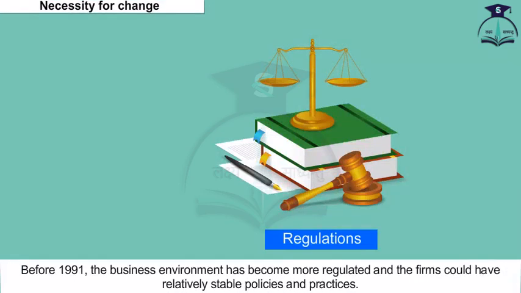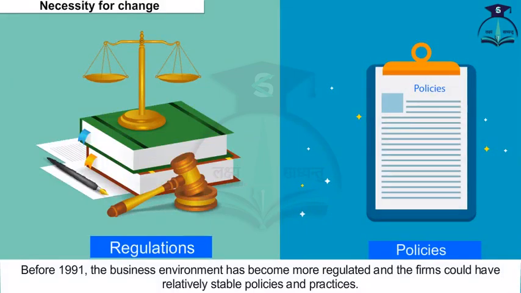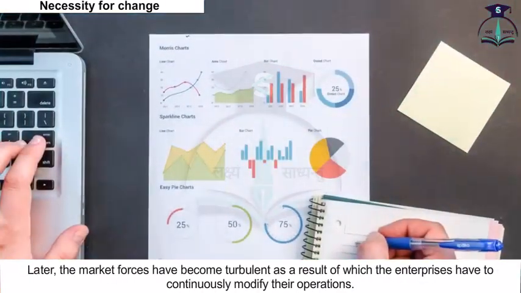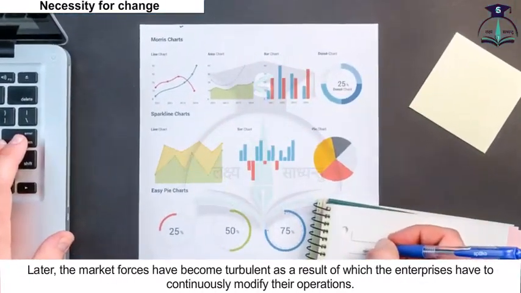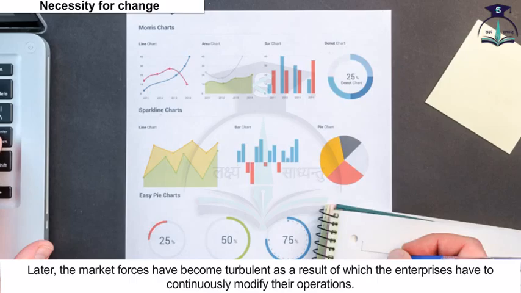Necessity for change. Before 1991, the business environment was more regulated and the firms could have relatively stable policies and practices. Later, the market forces have become turbulent, as a result of which the enterprises have to continuously modify their operations.